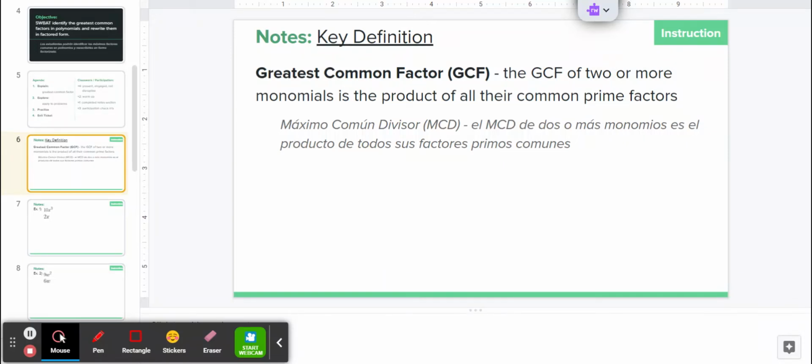So this week we are going to build on our factoring skills, starting with finding the greatest common factor and using that to factor out polynomials. So start by getting this definition down. Just copying it in our notes. Pause the screen if you need to.